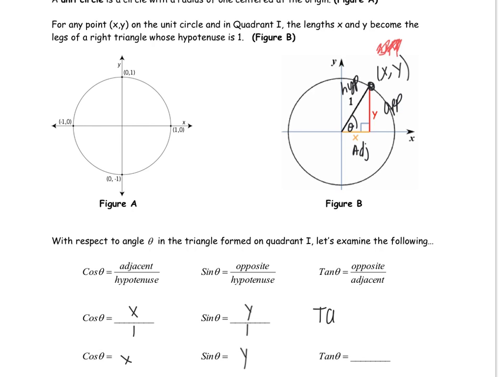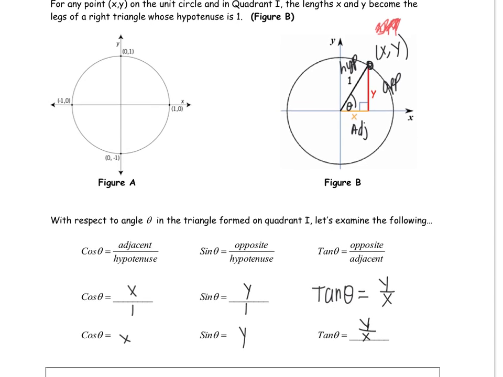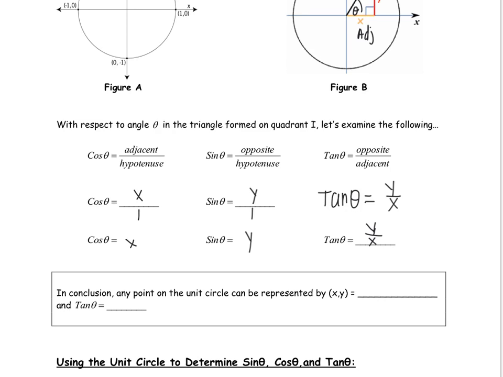So tangent of theta is equal to y over x, and that actually cannot be simplified, so we'll just write it as y over x. So what did we just conclude? We just concluded that any point on the unit circle can be represented by x, y, and if x is cosine and y is sine, then any point on the unit circle is cosine theta, comma, sine theta.